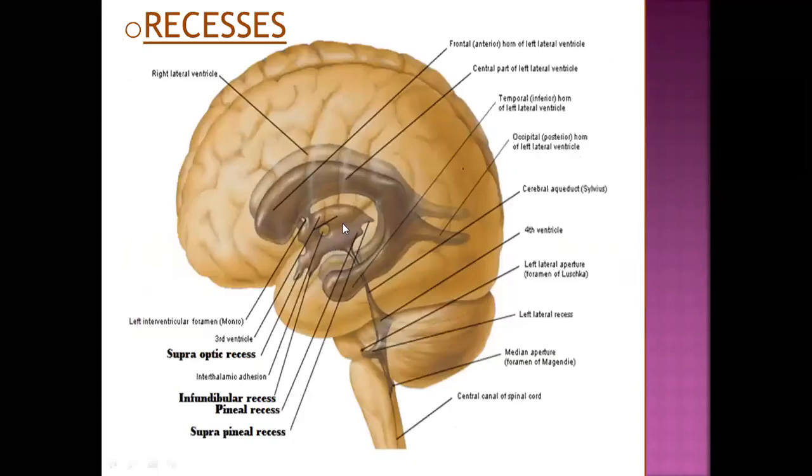This is the third ventricle. Anterior wall, posterior wall, roof, floor. Now, these two are the foramen of Monro. Through that, CSF enters here. Then from the third ventricle, it enters into the fourth ventricle through the cerebral aqueduct.